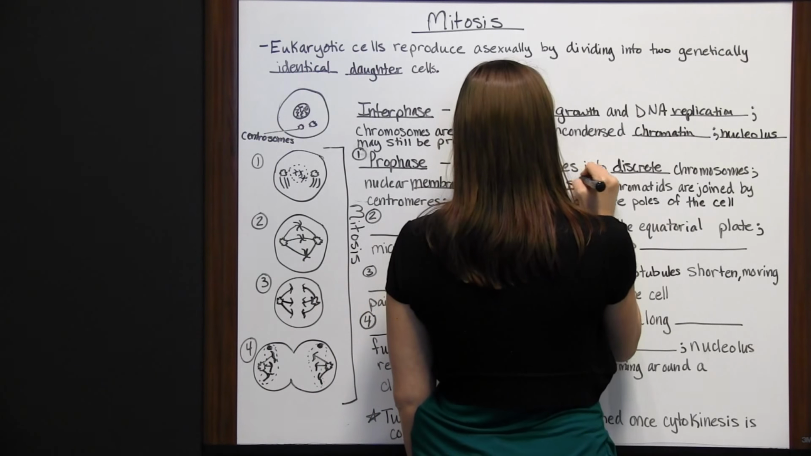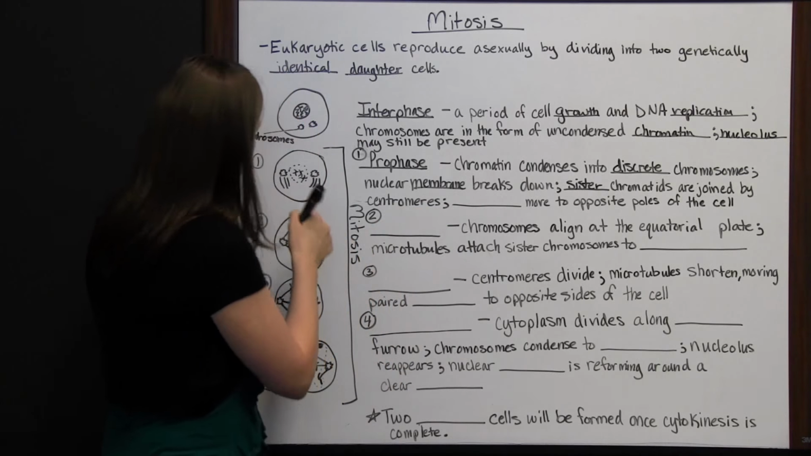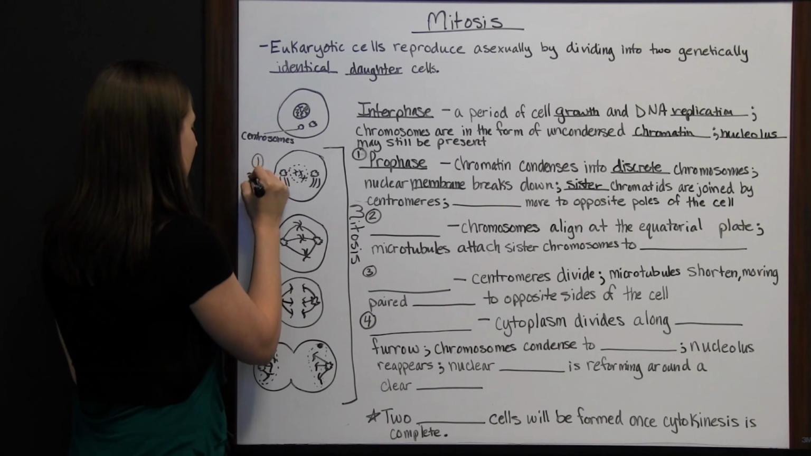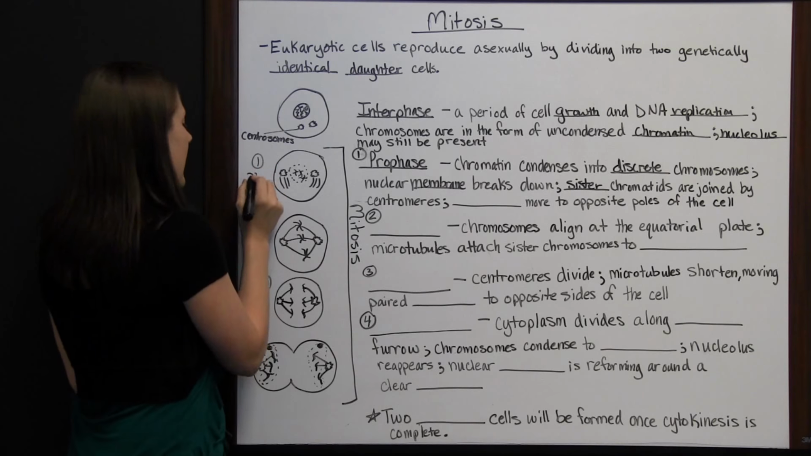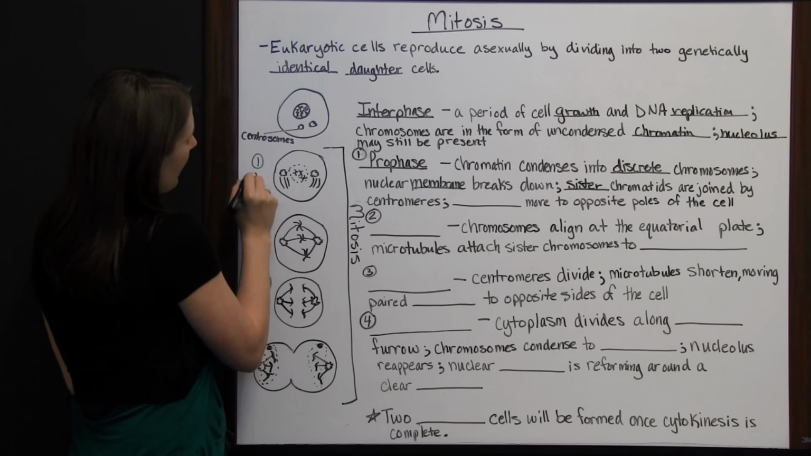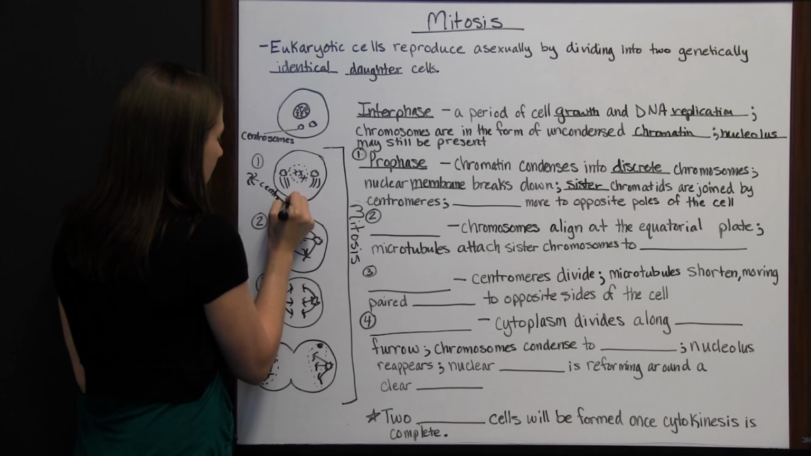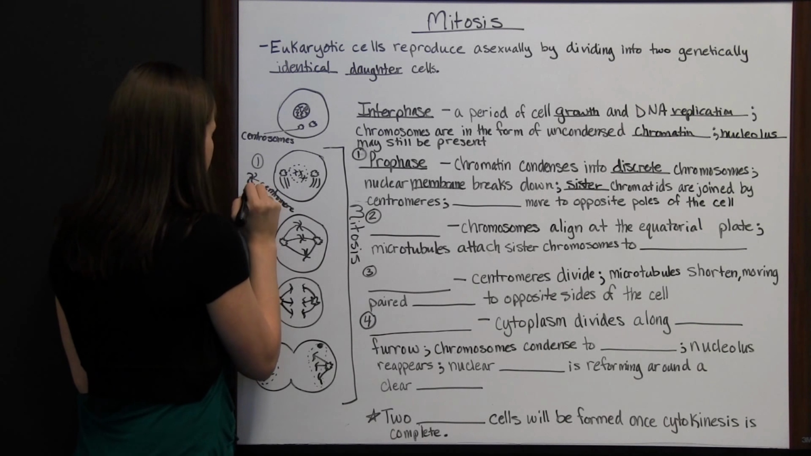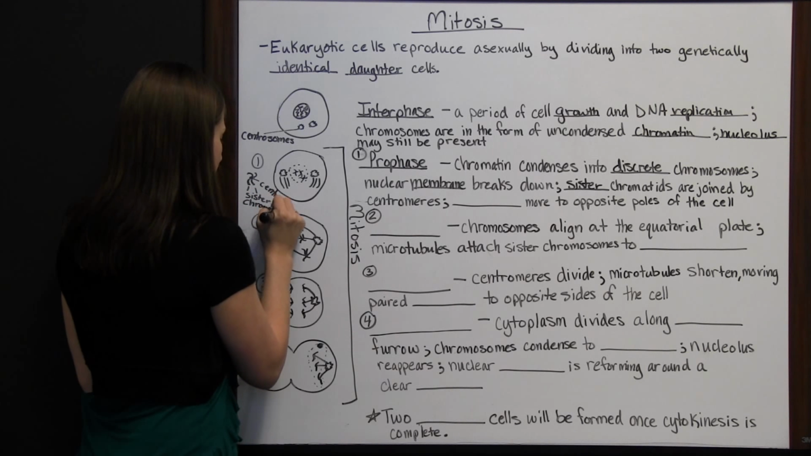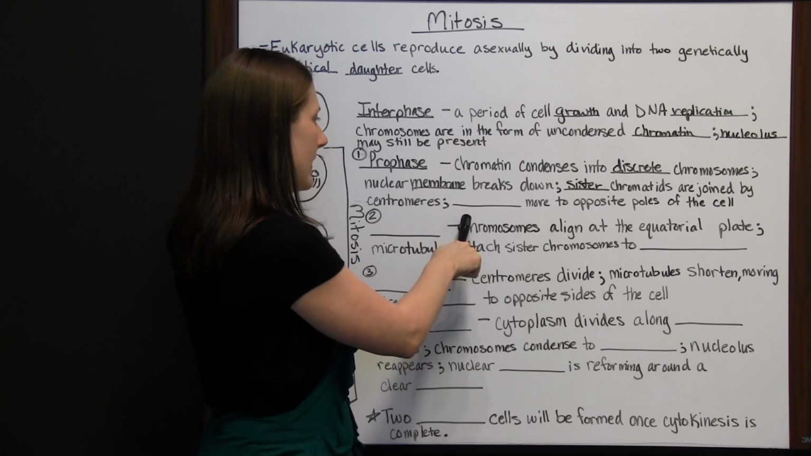And sister chromatids are joined by centromeres. So what they mean by that is this would be your chromosome, and these sister chromatids are joined by these centromeres. So this would be your centromere. And then each of these would be sister chromatids that form the chromosome.